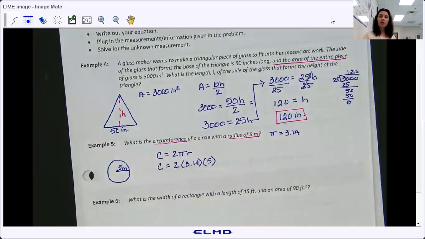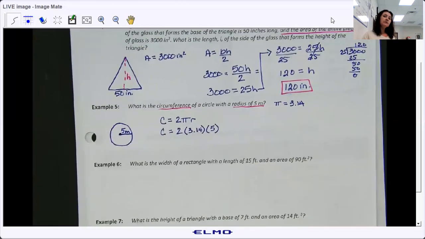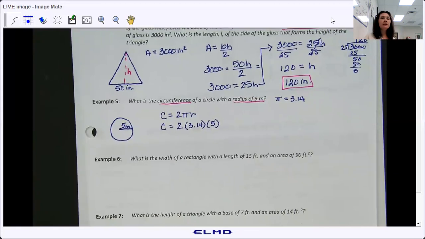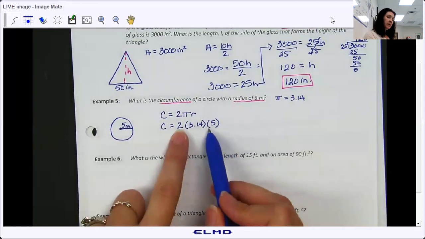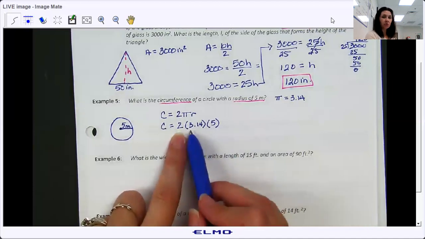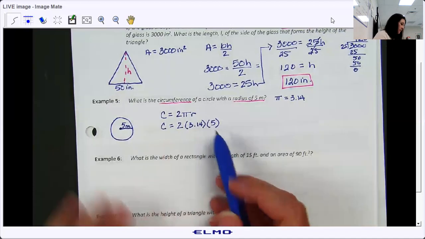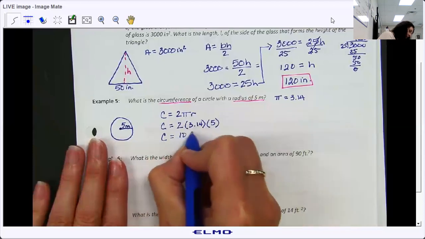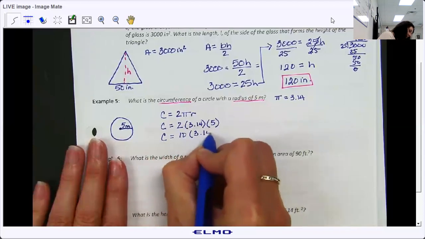So now I can figure out what the circumference is. When looking at this, remember the commutative property of multiplication says that you can multiply numbers in any order that you want, and you'll still get the same answer. That's not true with division, but it is with multiplication. So I'm thinking it would be quite easy just to multiply 2 times 10 and then 10 times 3.14. So that's what I'm going to do. 2 times 5 is 10, and then I'll multiply that by 3.14.